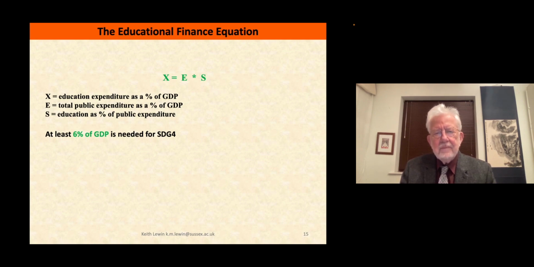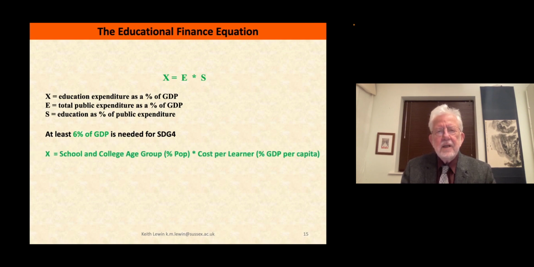You may wonder where that number came from. Well, the number comes from another simple equation, which is that X, the education expenditure as a proportion of GDP, is actually a function of the number of learners, that is the number of children and young adults who we wish to educate as a percentage of the total population, times the cost per learner, expressed as a percentage of GDP per capita. You can work through the algebra if you have time and space, or look at some of the references I just provided to you during the break.